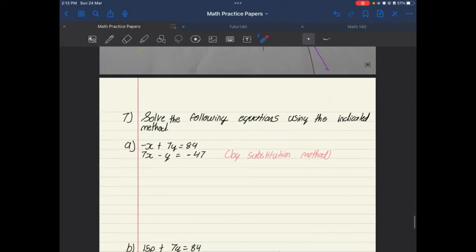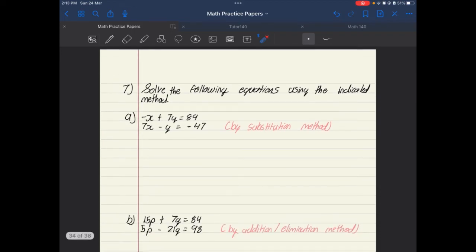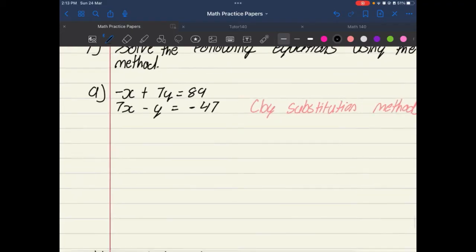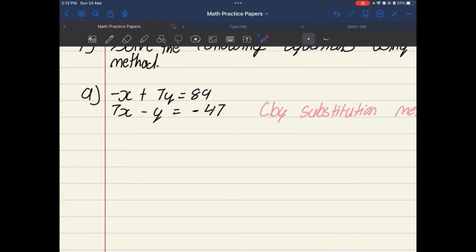So solve the following equations using the indicated method. So we have negative x plus 7y equals 89, and then we have 7x minus y is equal to negative 47. So to substitute, we just solve for a variable. So both of these equations have variables, so you just choose which one. And by variable, I mean like coefficient. These have coefficients of 1.